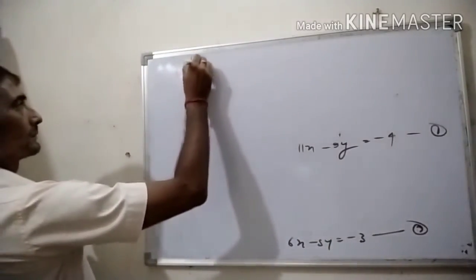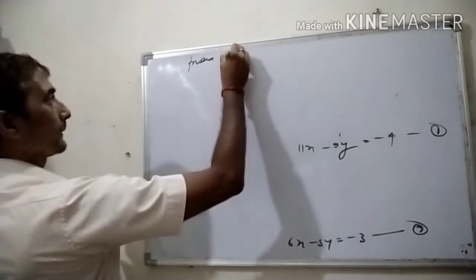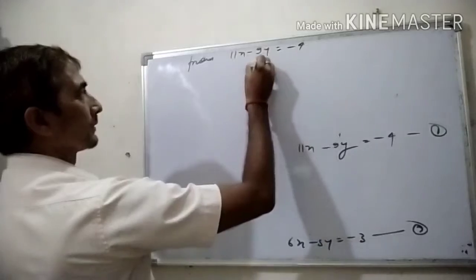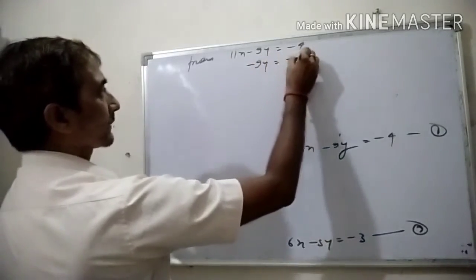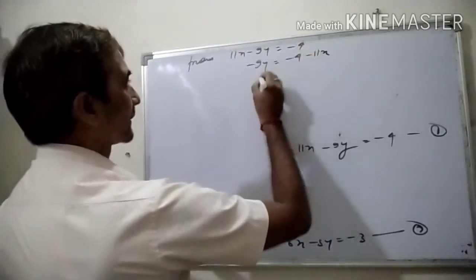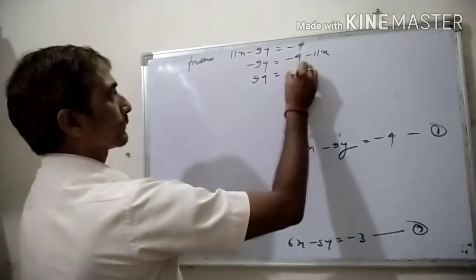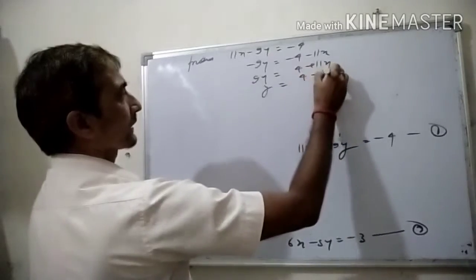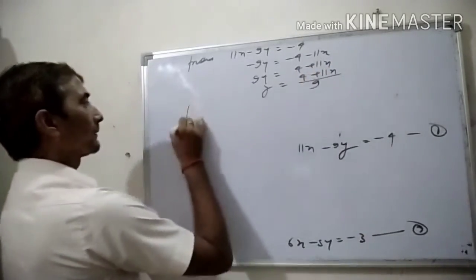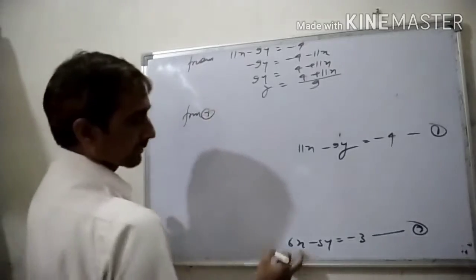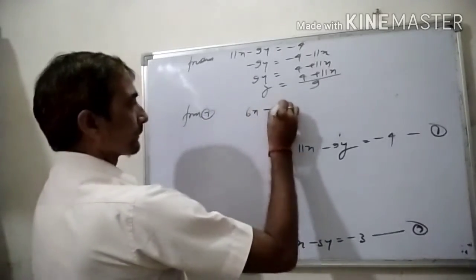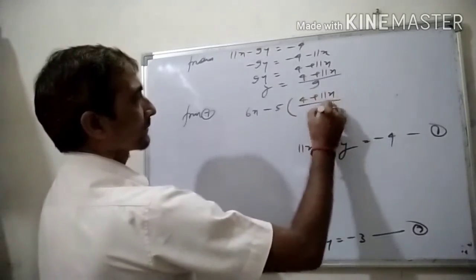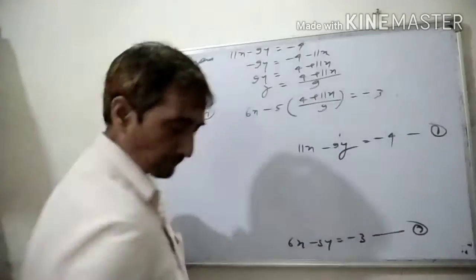From 1, 11x minus 9y equal to minus 4, minus 9y equal to minus 4 minus 11x, 9y is equal to 4 plus 11x, y is equal to (4 plus 11x) by 9. From 2, here is 6x minus 5y, (4 plus 11x) by 9 equal to minus 3.